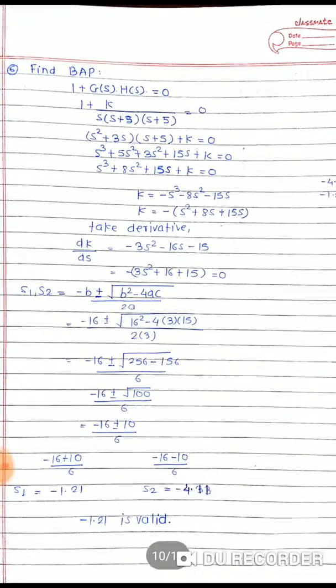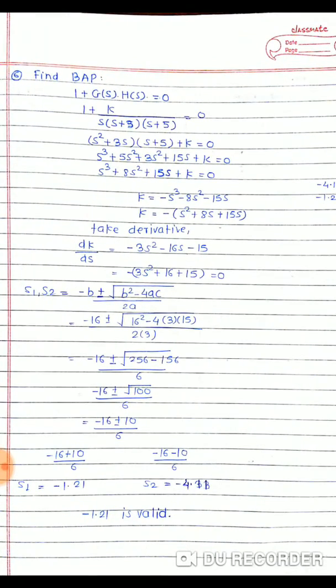Next step, we'll find out the breakaway point. Same procedure. Consider the characteristic equation 1 plus G(s)H(s). Put whatever G(s)H(s) is provided and simplify it for K. After simplification, you'll get K equal to minus s cube minus 8s square minus 15s. Then take the first derivative and equate it to 0. Then we'll get the equation minus (3s square plus 16s plus 15) equal to 0.